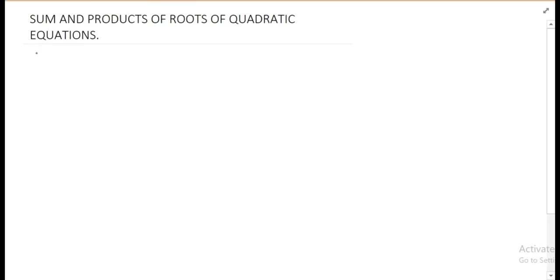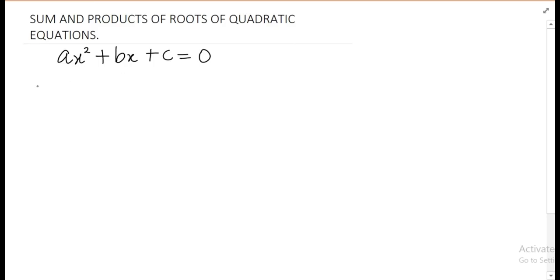Alright, hello everyone. Welcome to today's class, which will be on the sum and product of the roots of a quadratic equation. So, first of all, let's look at the general form of a quadratic equation. The general form of a quadratic equation is ax squared plus bx plus c equals 0.